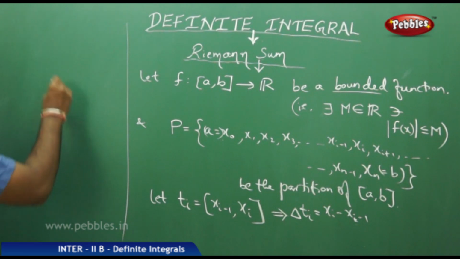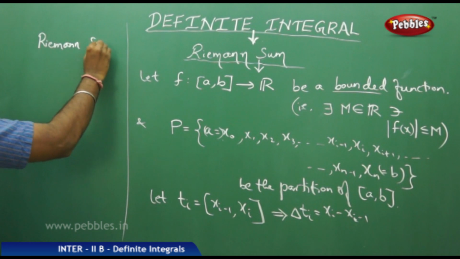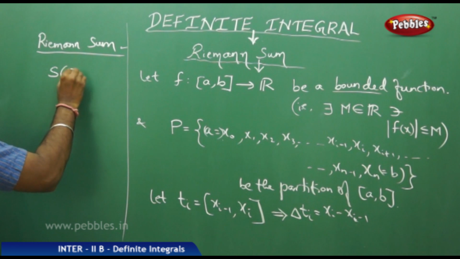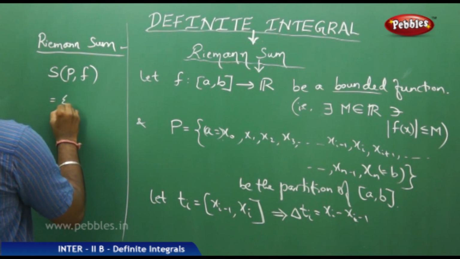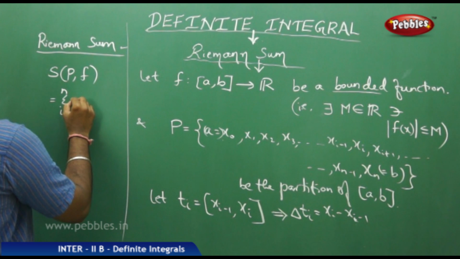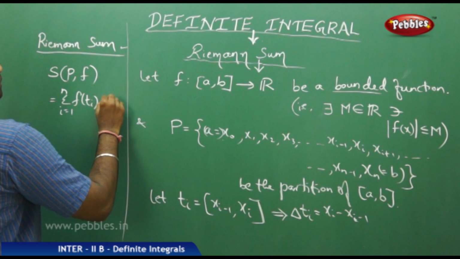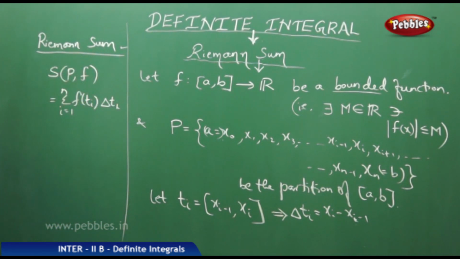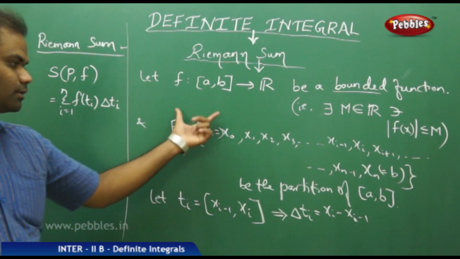Now, assuming this, we define the Riemann sum, denoted by S_P(f). The Riemann sum denoted by S_P(f) is defined as the summation, i running from 1 to n, of f of t_i delta t_i. That is what we get when we assume this.